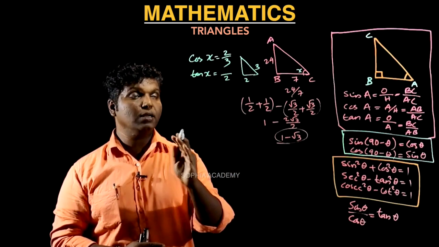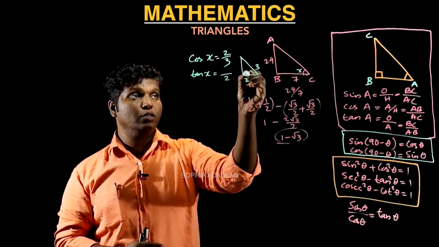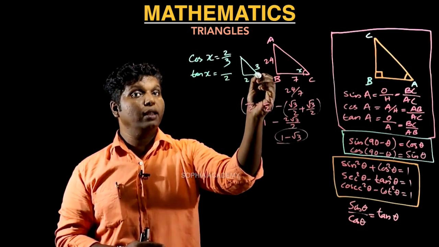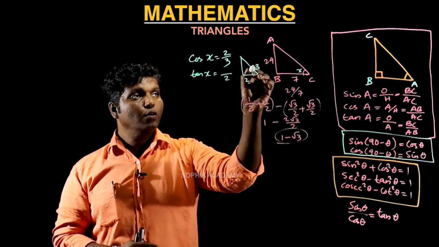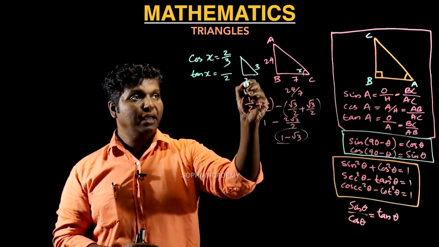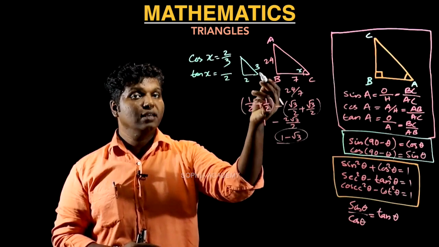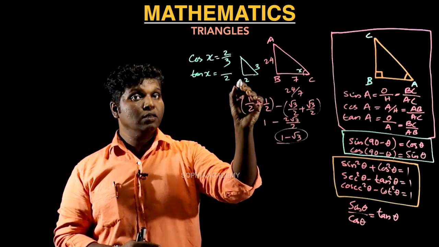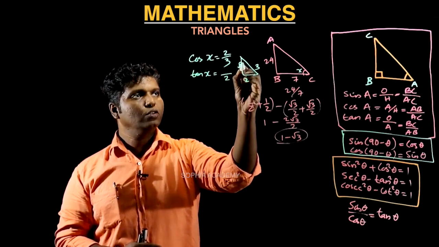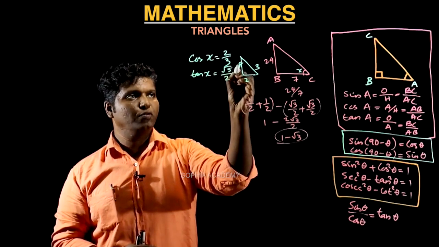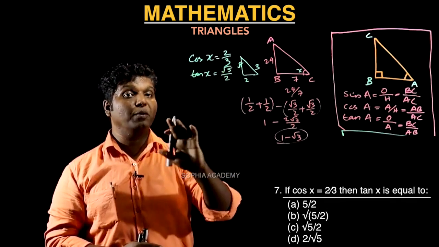By using Pythagoras theorem, you can say this side is equal to root of hypotenuse square minus base square. So that is root of 3 square minus 2 square. 3 square is 9, 2 square is 4, 9 minus 4 is 5. So that will be root 5. So the answer is tan x is equal to root 5 by 2.